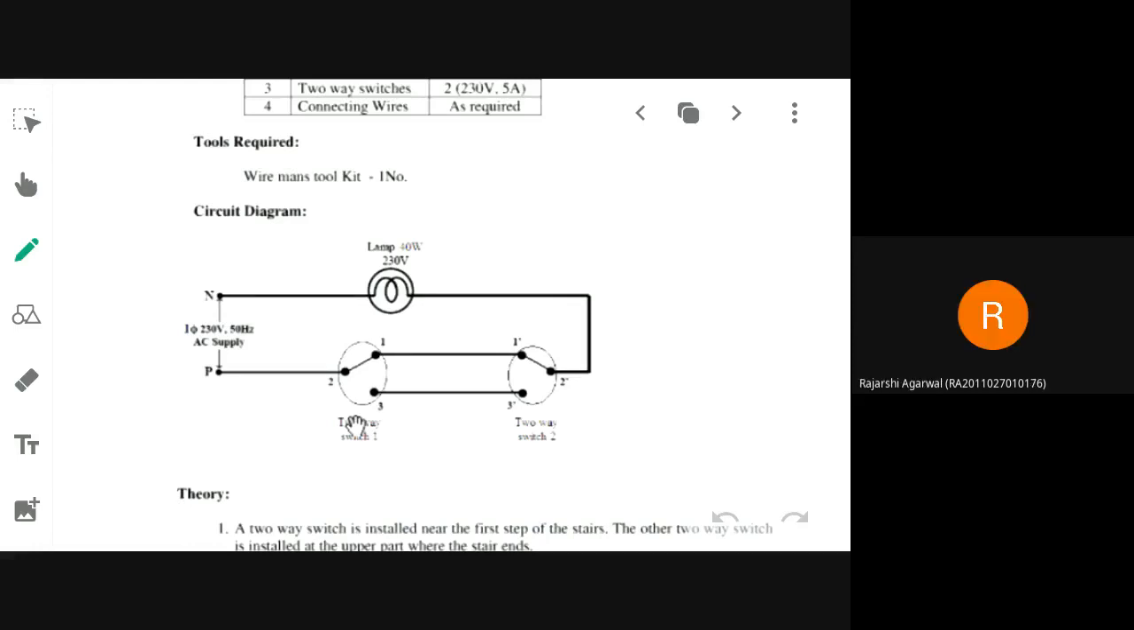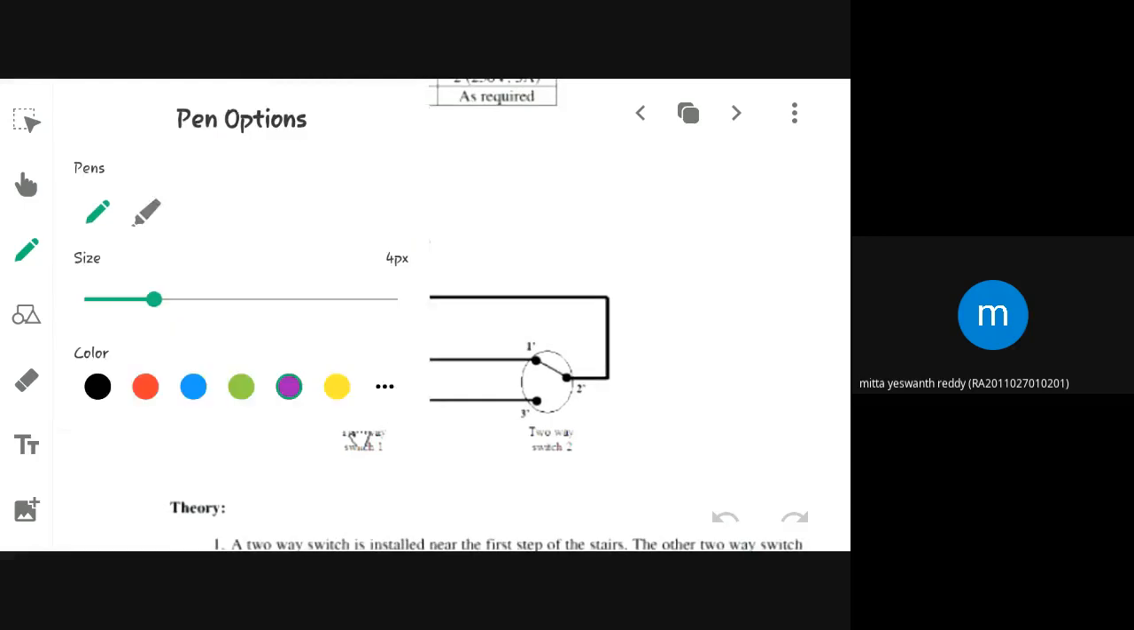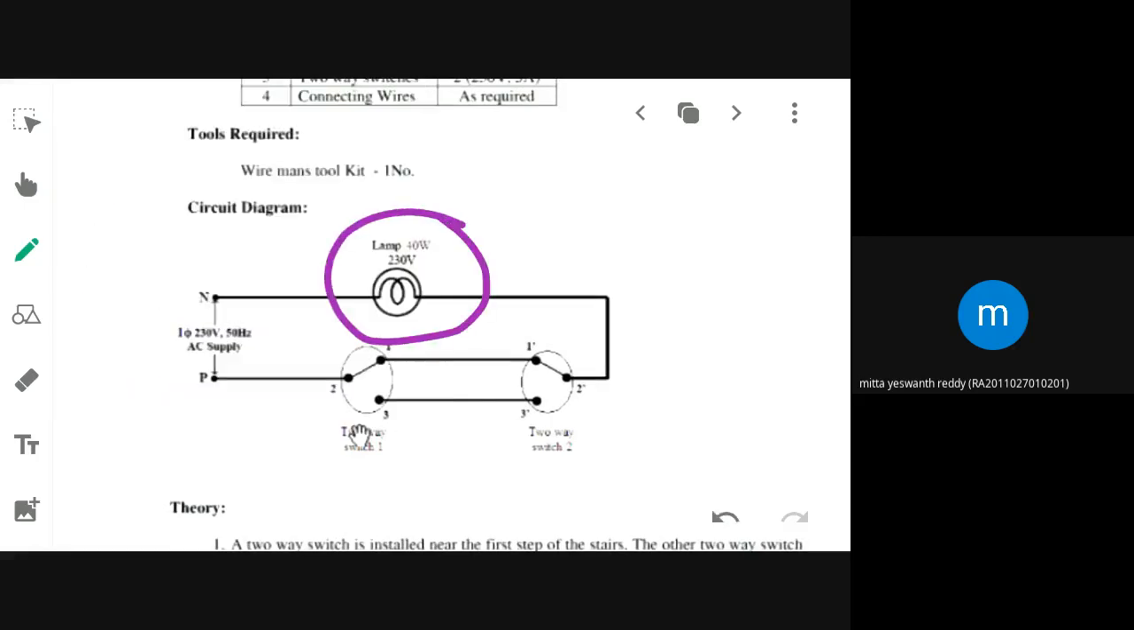I am telling you, don't jump to conclusions. I always tell you. I wanted to know how many of your homes have this arrangement and how many of you have observed. Yes, ma'am, we have. So the load can be any load. Here what load do you have? Bulb, lamp. So this can also be a fan or any arrangement.